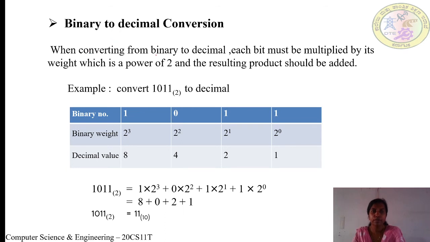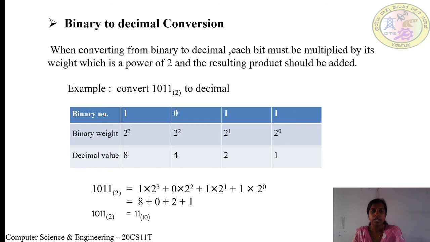When converting from binary to decimal, each bit must be multiplied by its weight, which is a power of 2, and the resulting product should be added. So take every digit of a binary number that should be multiplied by its equivalent binary weight, which is a power of 2, and the resulting product should be added. Example, convert 1011 base value 2 to decimal.